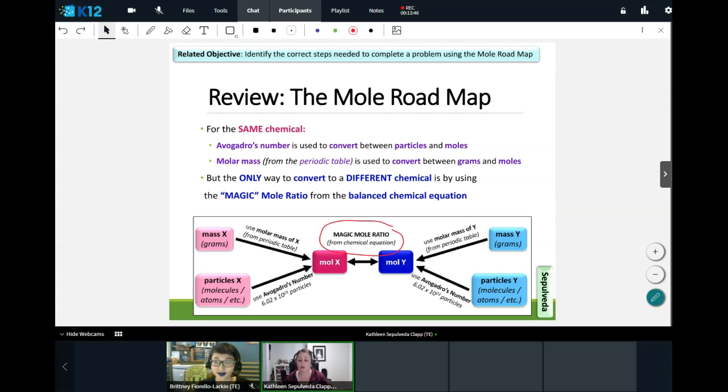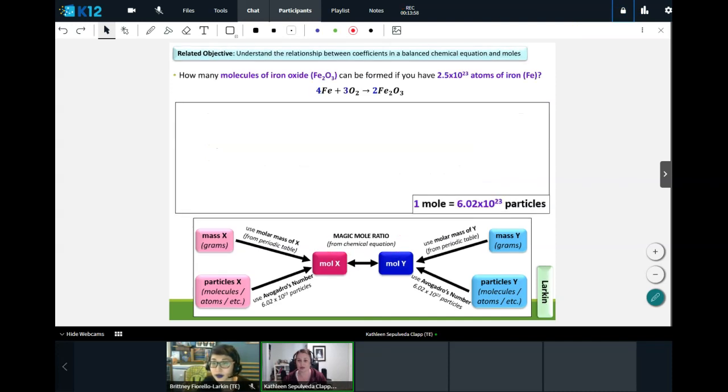Excellent. Again, we'll be working with this today, but we really want you to make sure that you understand this mole roadmap because this is the key to helping you through these stoichiometry problems. All right, let's go ahead and move on.